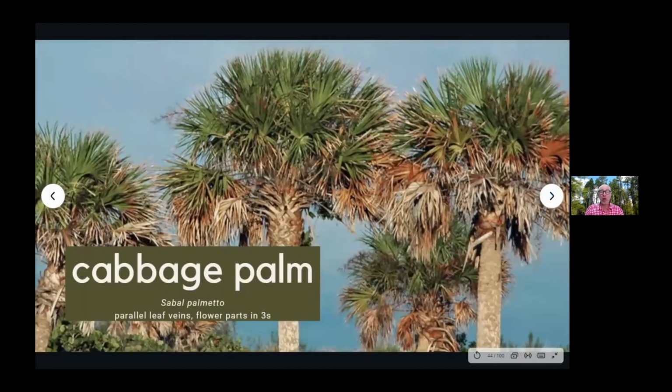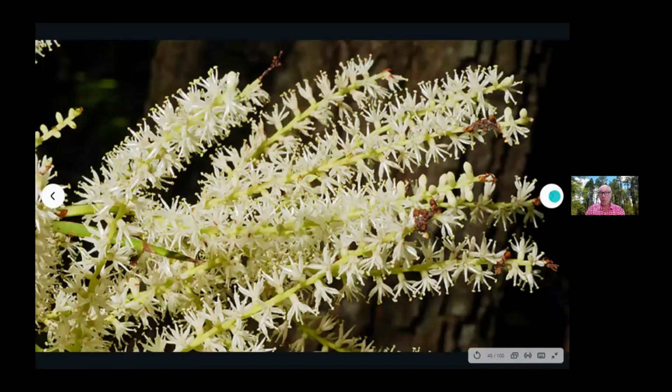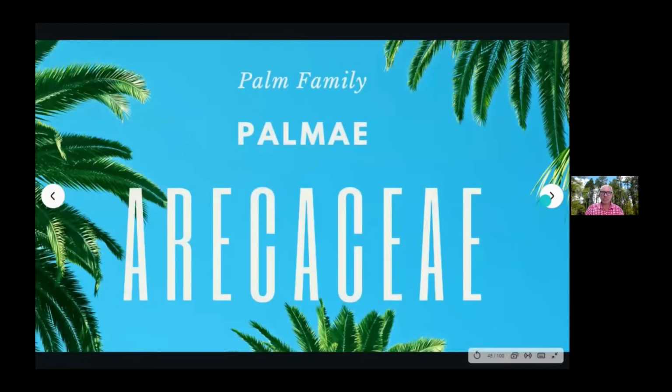The cabbage palm, another palm, parallel leaf veins. You can see the leaves split along those veins. Flower parts in threes. Here is an inflorescence of cabbage palm flowers. Can you see how it's related to another palm? They produce very similar flowers because they're in the same family. You see how this works? It's like the kitty cats. They have this familial resemblance.